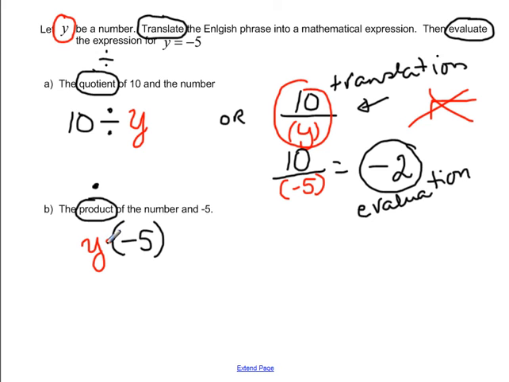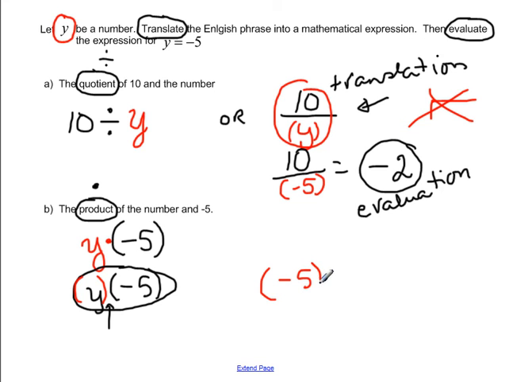So we can write it y with the multiplication dot, -5, or we could just use our old friend juxtaposition. There's the product of y and -5. Notice when there's no symbol between the y and the parentheses, that means that we're going to be multiplying. That's that juxtaposition. So here's our translated answer. And then when we do our evaluation, remember what we're going to do is we're going to take the y, we're going to isolate it, and we're going to substitute -5 in for the y. And then it's going to end up getting multiplied by the -5 that was part of the problem.